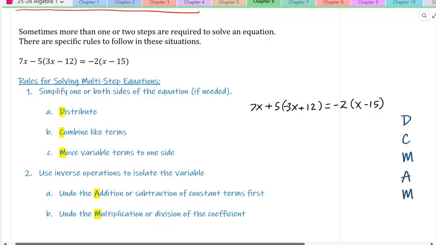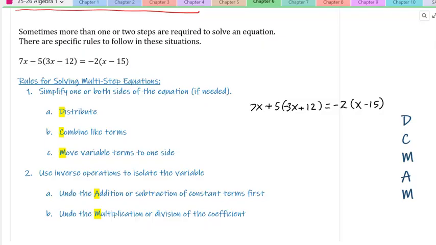So this is 7 times x minus 5 multiplied by the quantity 3x minus 12 is equal to negative 2 multiplied by the quantity x minus 15. Wow, that's a lot. You're going to want to write that down exactly as you see it.